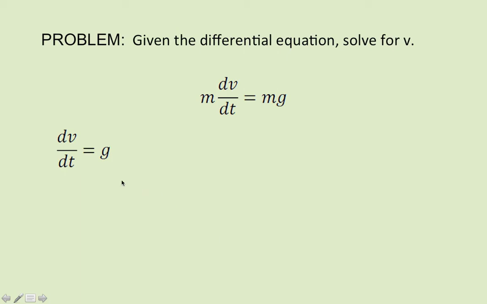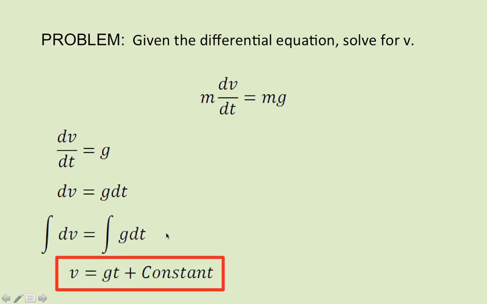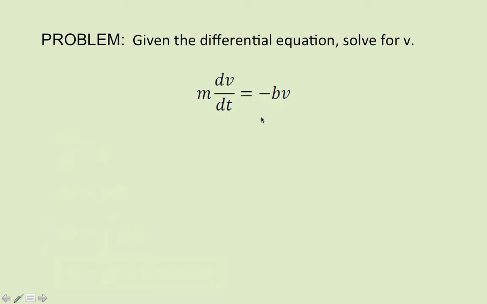To solve for v, we first eliminated the variable m. We've separated the independent and dependent variables onto either sides of the equal sign. And then we've integrated. Again, remember that we've got a constant of integration here that you should definitely make sure that you add to your equation. Let's do another problem. Given this differential equation, solve for v.